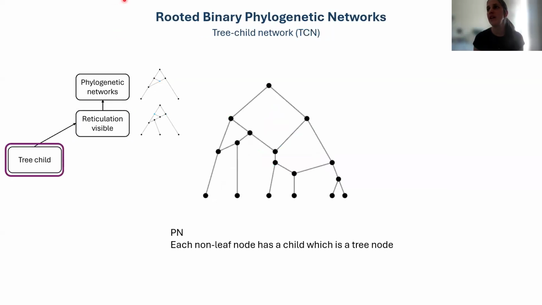A very popular type of phylogenetic networks are tree-child networks, which are phylogenetic networks with the additional property that each non-leaf node has a child which is a tree node. So for example, we have this node, and this child is a tree node. In, for example, this reticulation-visible network, it is not a tree-child network because both children of this light blue node are reticulation nodes.